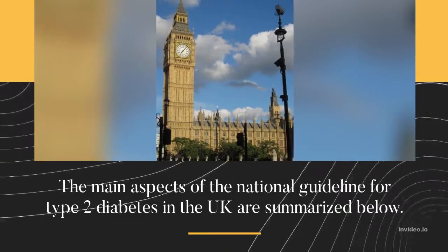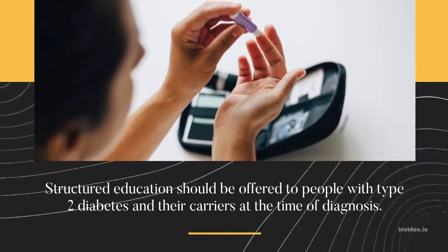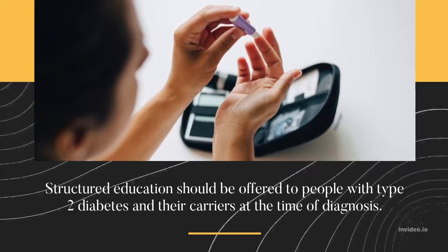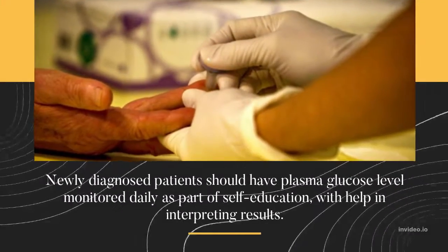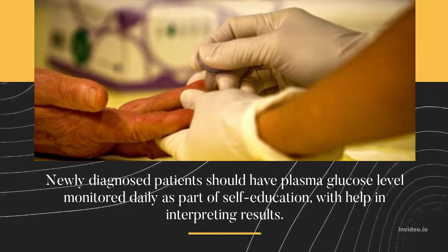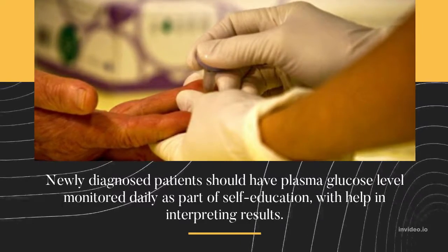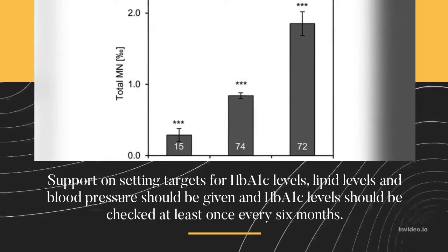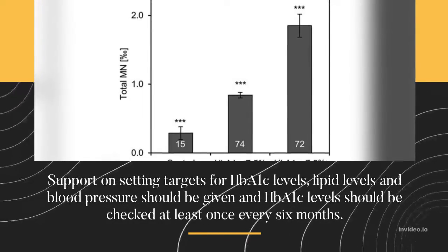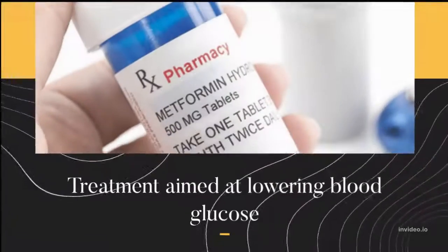The main aspects of the national guideline for type 2 diabetes in the UK are summarised below. Structured education should be offered to people with type 2 diabetes and their carers at the time of diagnosis. Newly diagnosed patients should have plasma glucose level monitored daily as part of self-education, with help in interpreting results. Support on setting targets for HbA1c levels, lipid levels and blood pressure should be given, and HbA1c levels should be checked at least once every 6 months.